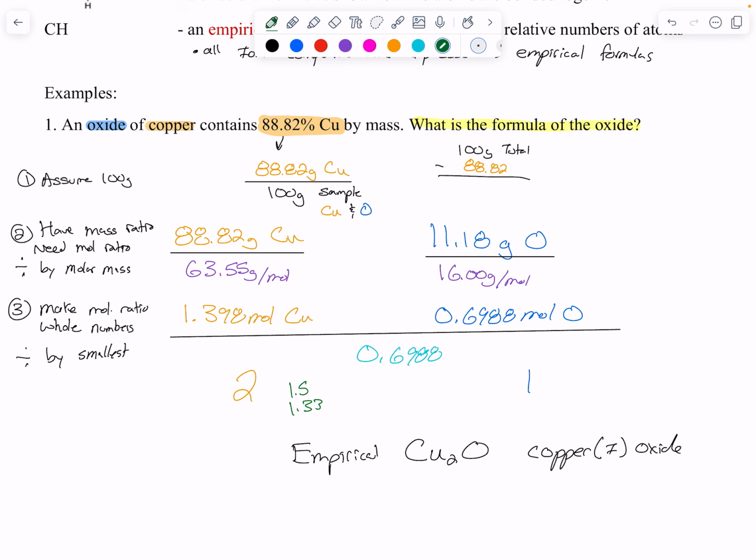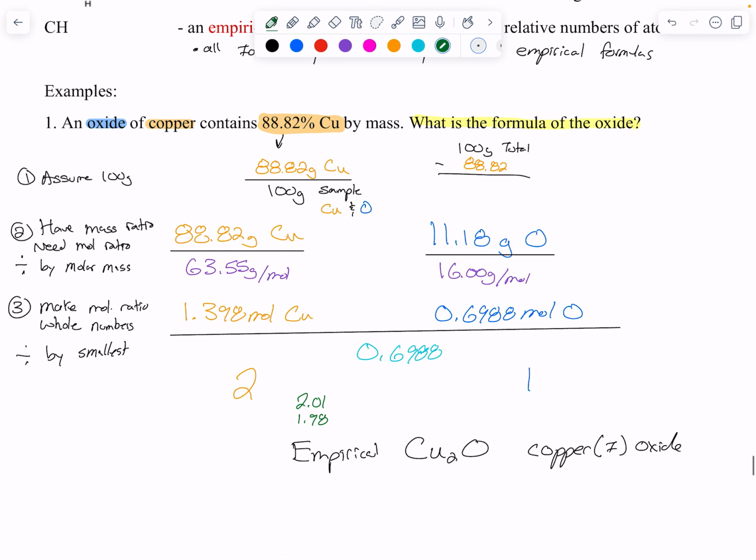So when we get fractions, like 0.25, you have to adjust. Now, if you get 2.01 or 1.98, that's 2. You're rounding that. But if you get something like 0.2, more than even 0.1, check. Sometimes you're not using enough decimals, not using enough sig figs, and sometimes we need to round differently.